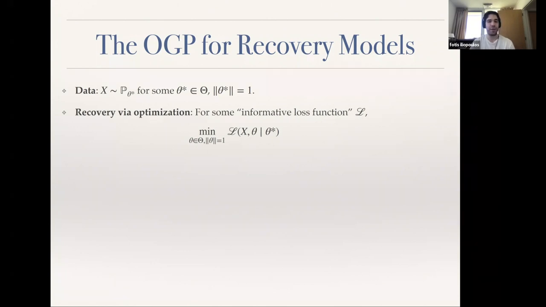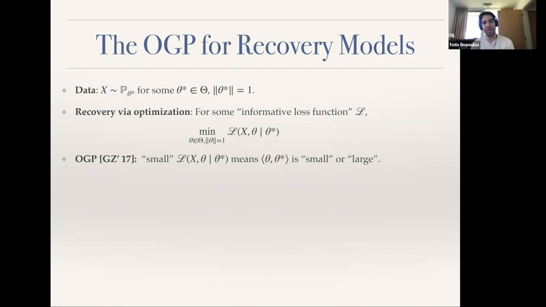For example, as we will see, for the group testing model, this informative loss function would correspond to solving some instance of set cover. Now, informally, we will say that the overlap gap property appears in these models if small values of the loss function are attained by two families of vectors. The first family is highly correlated with the hidden vector, which means they have a large overlap, or the dot product between the vectors in this family and the true vector is large. The other family is one in which the dot product between them and the hidden vector is small.